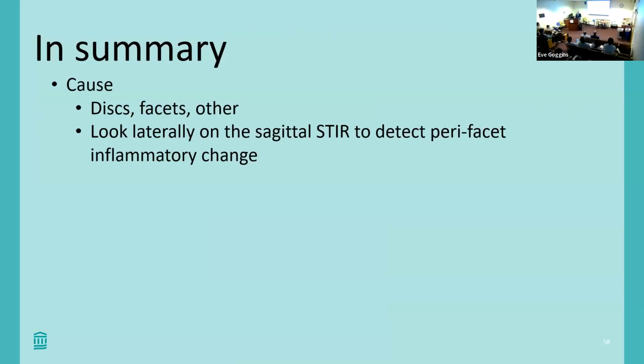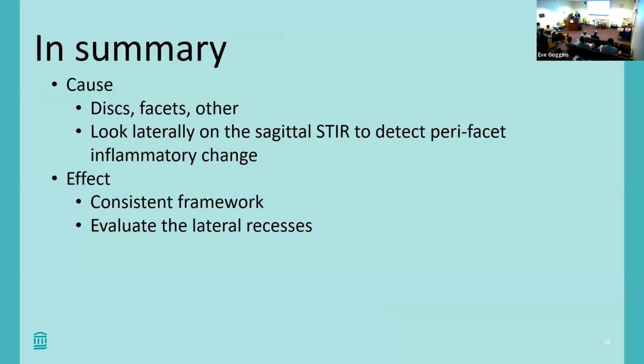So in summary, that's all I have to say. We spoke about causes. Discs and facets are going to be the main thing. The take-home point is be sure to look sagittally on the STIR sequence to see the edema around the facets and report it if it's there.